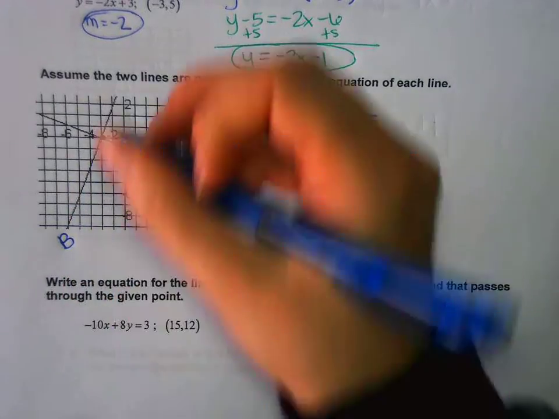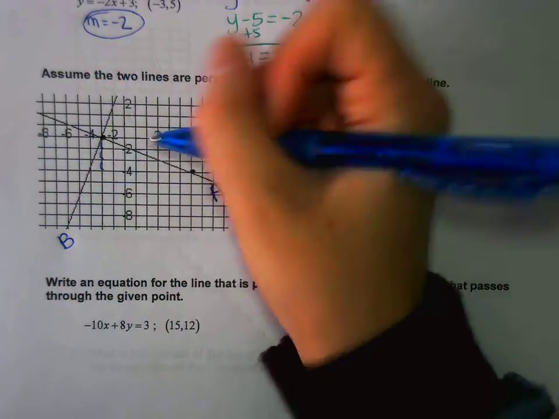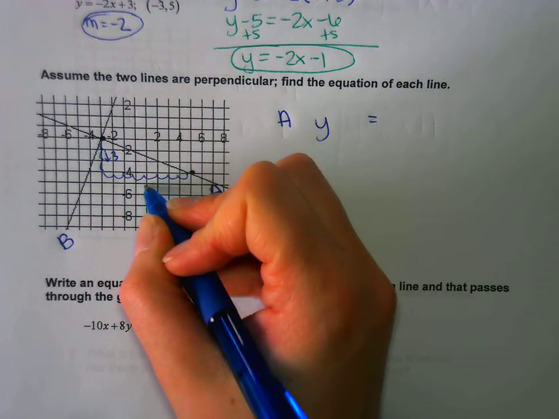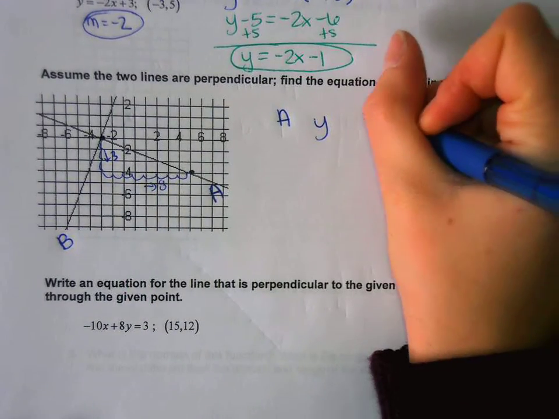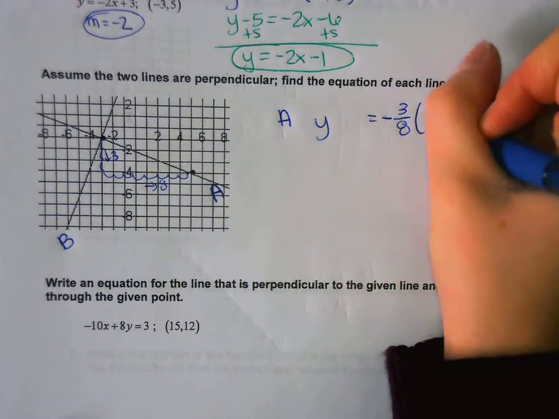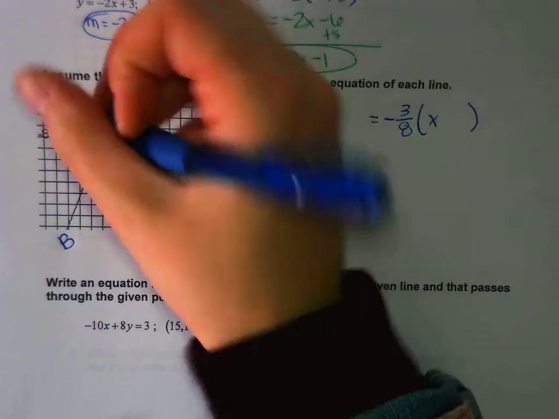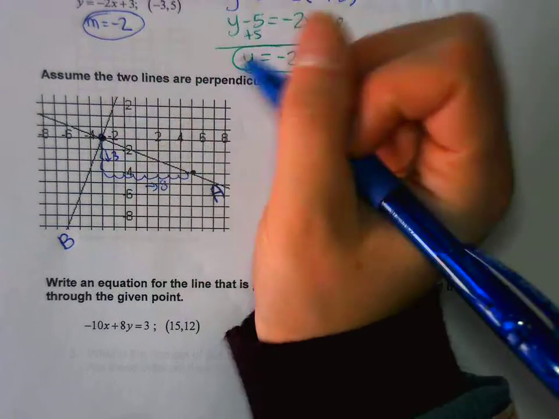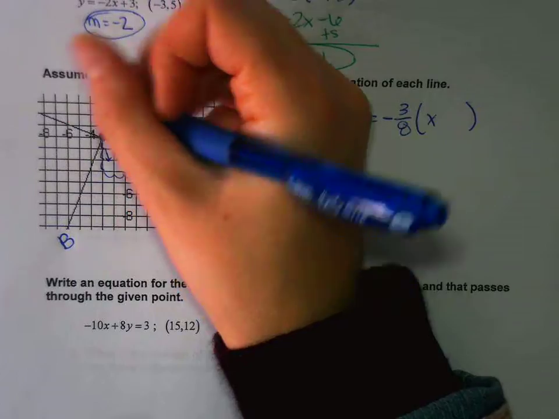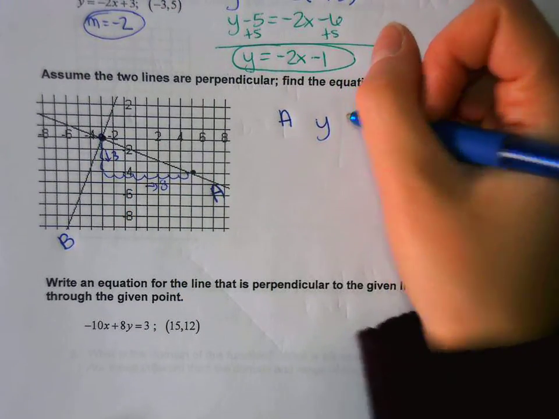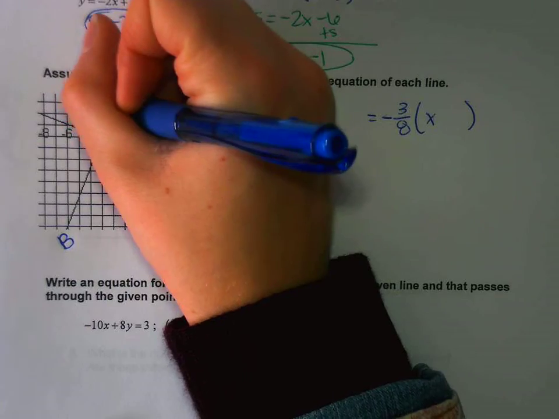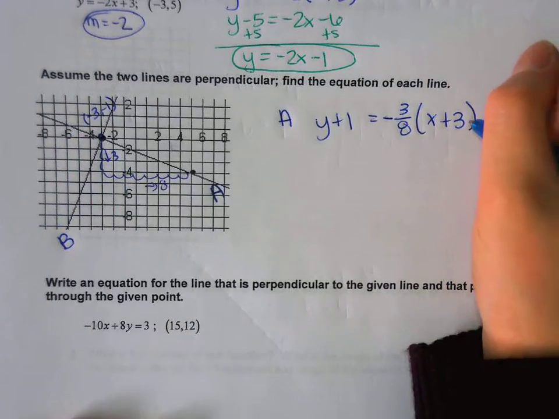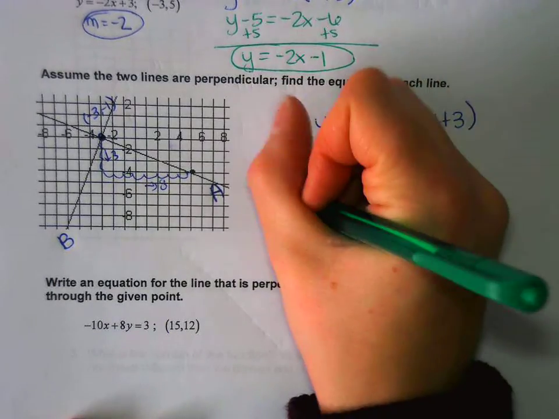So here are my 2 points. 1, 2, 3. So I went down 3. To the right, 1, 2, 3, 4, 5, 6, 7, 8. To the right, 8. So my slope is -3/8. And I just need to pick a point. So I'm going to pick this point right here, which is at -3, -1. So if I'm at -3, -1, my y value would be a +1, and my x value would be a +3.